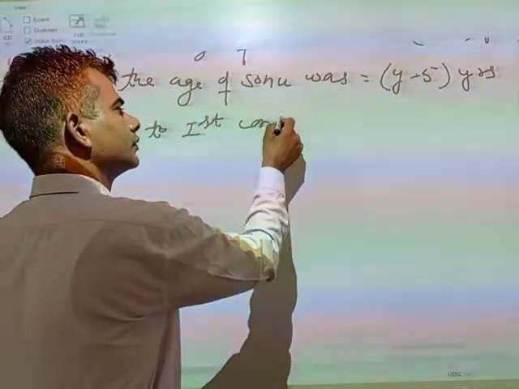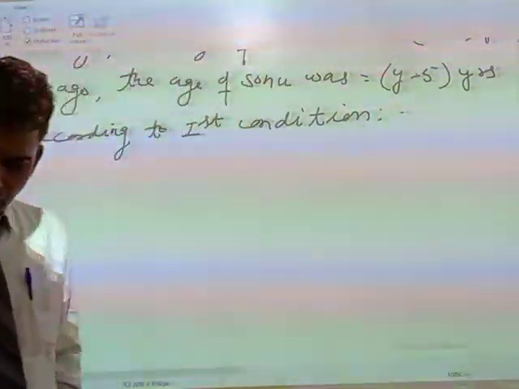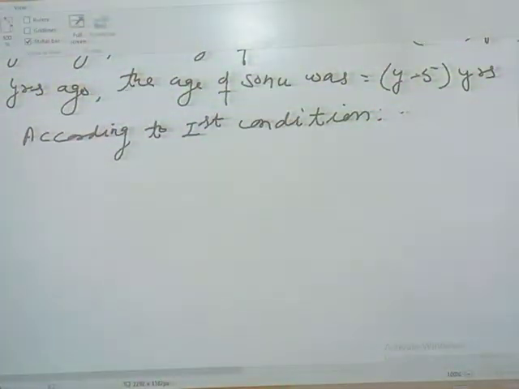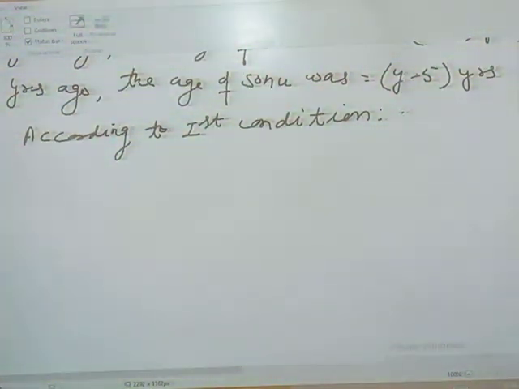First condition. Students, 5 years ago, Noori was thrice. Thrice means 3 times. Twice means 2 times. Students, Noori was thrice as old as Sonu.